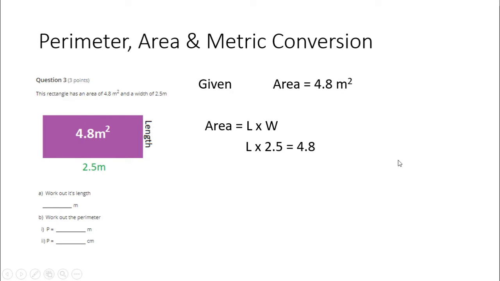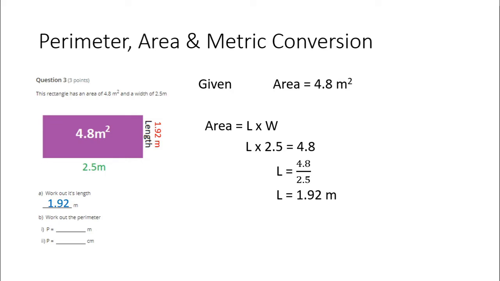Okay, so rearranging this, L is being multiplied by 2.5. So to get L on its own, we need to do the opposite. We will divide by 2.5. 4.8 divided by 2.5, that is 1.92 meters. Remember that we were given the area in meters squared. We were working with a width in meters, so our length will be an answer in meters.